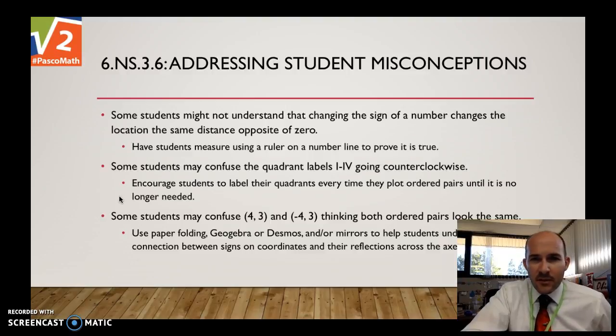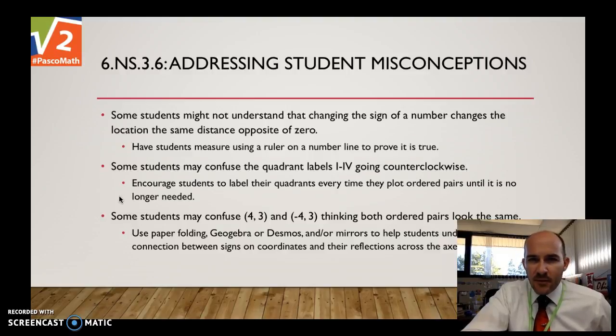Some students may confuse the quadrant labels 1 through 4 going counterclockwise, and so encourage students to label their quadrants every time they plot an ordered pair, until it's no longer needed. So again, it's not something that we have to dwell on, but if they are having trouble recognizing which quadrant's which, just have them label those quadrants until they don't need to do it anymore.